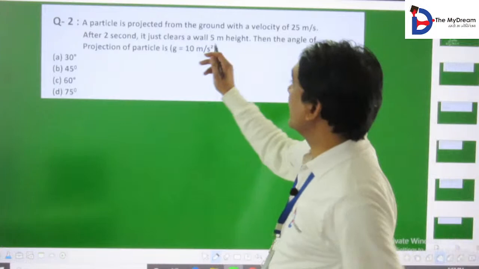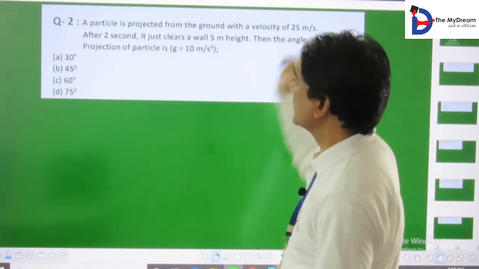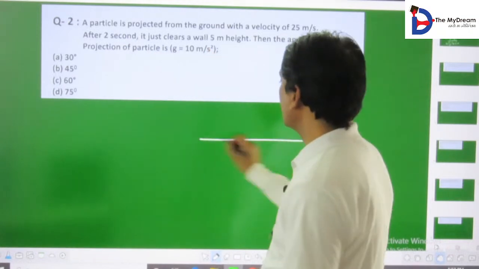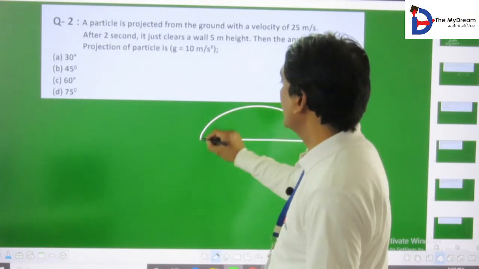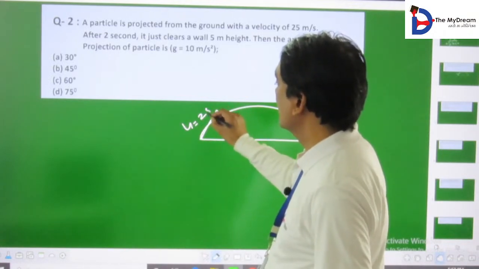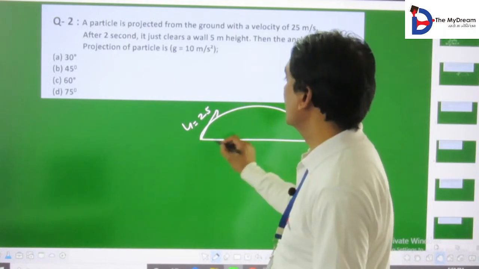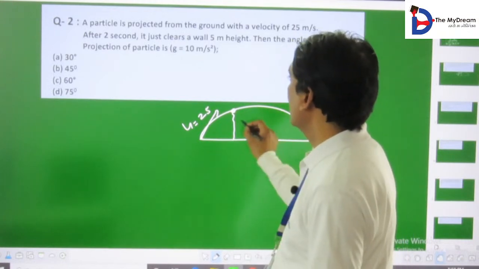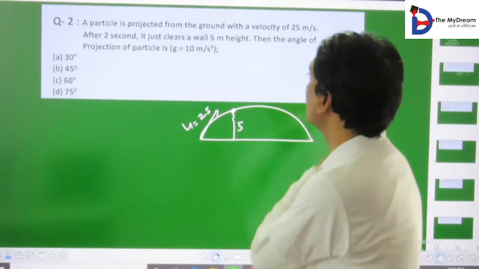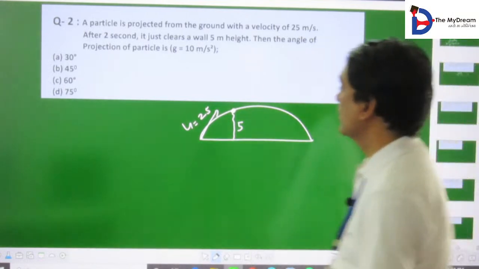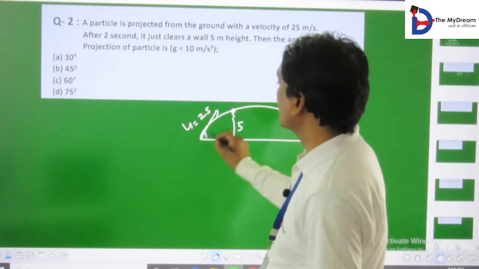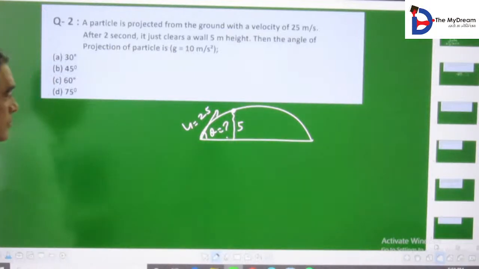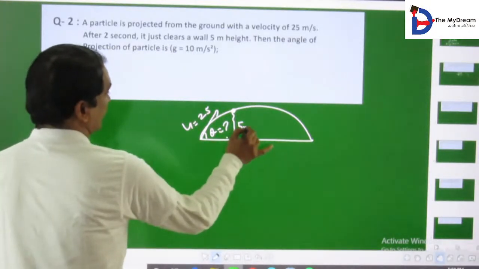A particle is projected from the ground with a velocity of this. After 2 seconds, it just clears a wall. Yes, you are throwing an object like this with a certain velocity, 25 meter per second. After 2 seconds, maybe it is here at the 5 meter wall. Okay. Then find the angle of projection. He wants to know the angle of projection. 5 meter per second.